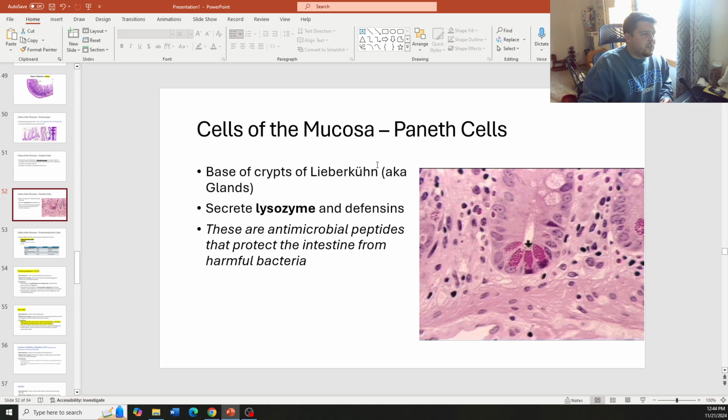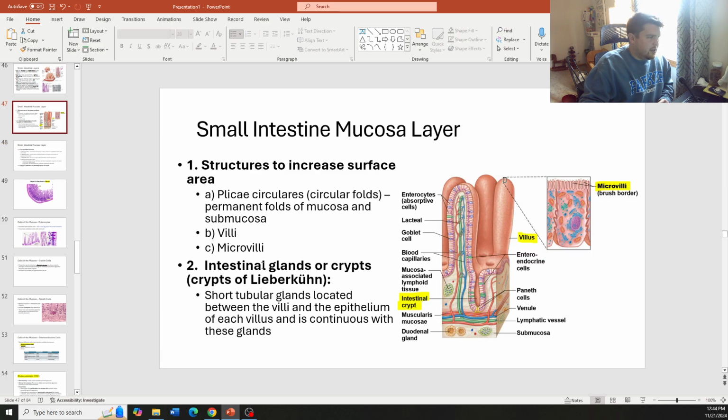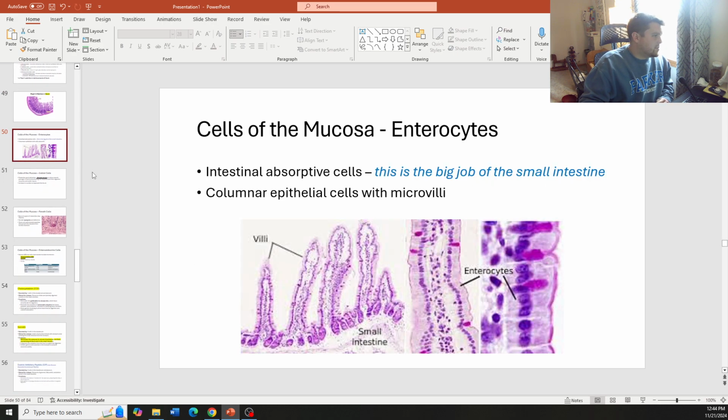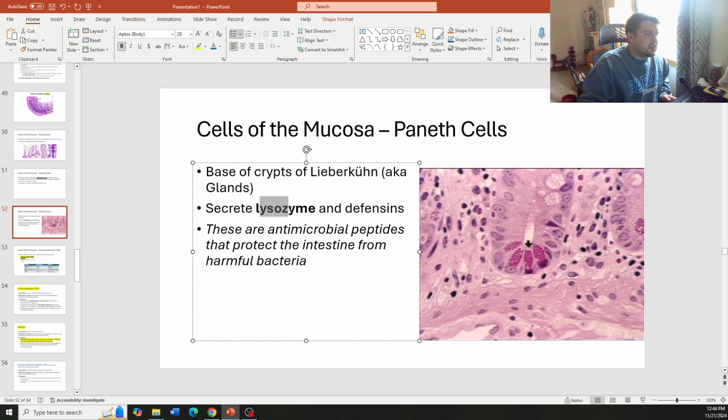Paneth cells, these are base cells of those crypts, or what's the other word for the crypts? The intestinal glands, the glands or the crypts. These guys are part of our defense system. They secrete lysozyme as well as defensins. The professor that I took this from only mentioned lysozymes, so make sure that you know that one. But they also secrete another chemical called defensins. These are antimicrobial peptides, so essentially they locate and attack and digest and destroy bacteria within the gut.